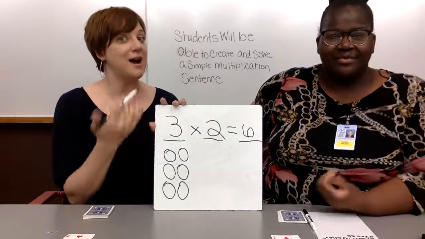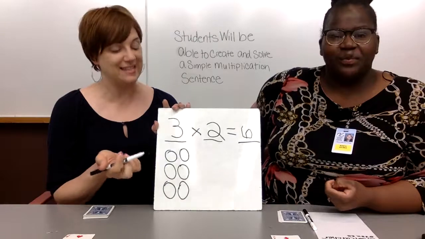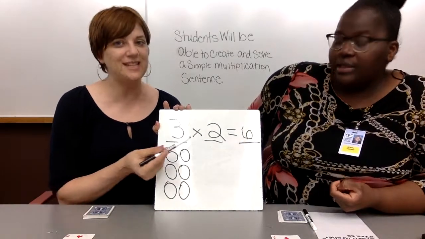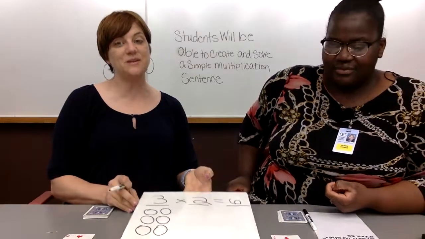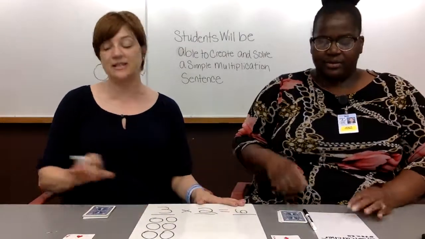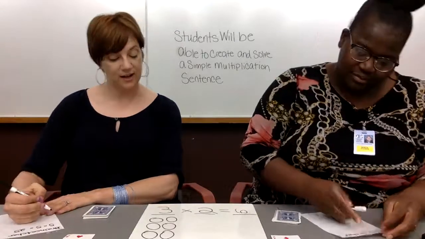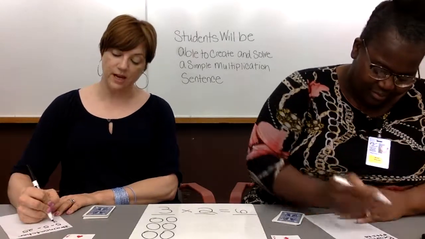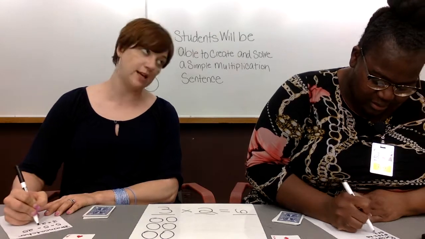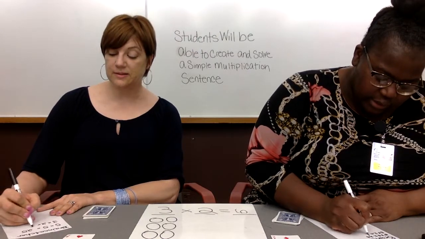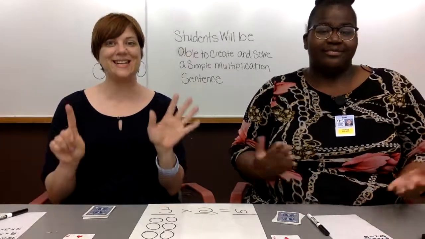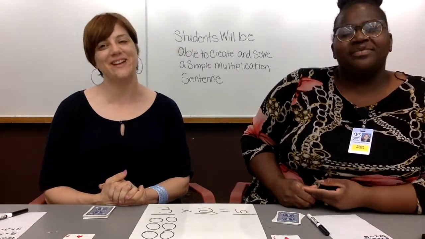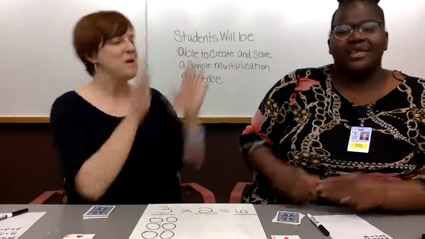So our multiplication sentence says, let's read it together. 3 times 2 equals 6. Step number 6 is we're going to write our entire multiplication sentence on our brain catcher. So we're going to write 3 times 2, don't forget the equal sign, equals 6. And that's it. 6 steps to creating and solving a simple multiplication sentence. Well done.